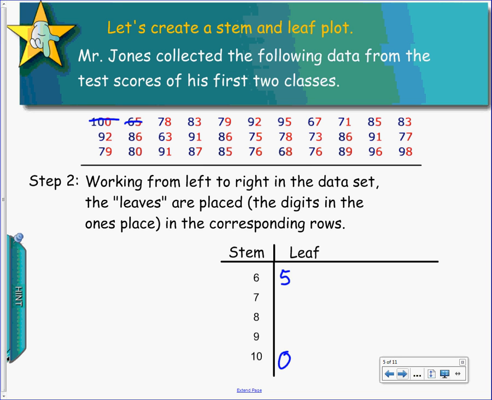And right now we're just concerned with getting the data into the stem and leaf chart, not necessarily worrying about the order. We'll do that in the next step. So 78, I write my 8, 83, 99, 92. Even if they repeat, we write it the second time, like that was the second 3 I wrote in the 80s. As many times as it's in the chart is how many times I would put it in my leaf.